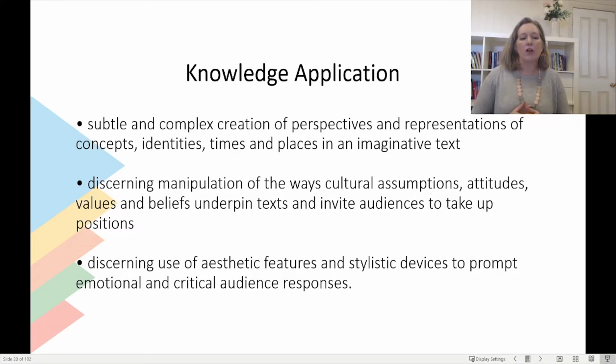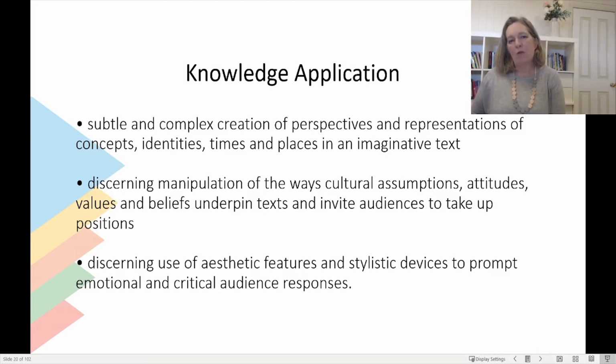So the first criteria is knowledge application. And the markers here are looking for knowledge of two things. Firstly, you need to show knowledge of the original stimulus text. So they need to see that you understand its key messages, that you understand what the characters are like, the mood, the setting, what's going on at the crux of that text. And then, of course, they want to see those same ideas replicated in your own piece of writing.